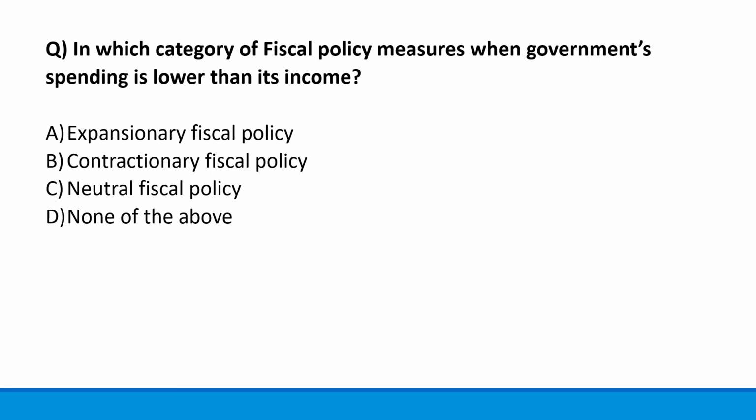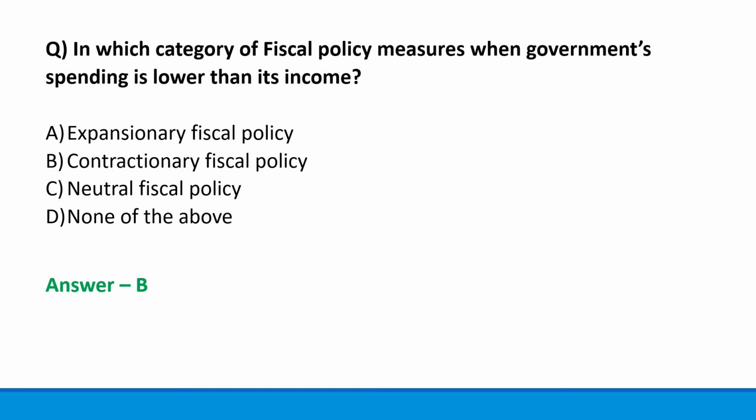In which category of fiscal policy measures is government spending lower than its income? Option A, expansionary fiscal policy. Option B, contractionary fiscal policy. Option C, neutral fiscal policy. And option D, none of the above. The correct answer is option B, contractionary fiscal policy.